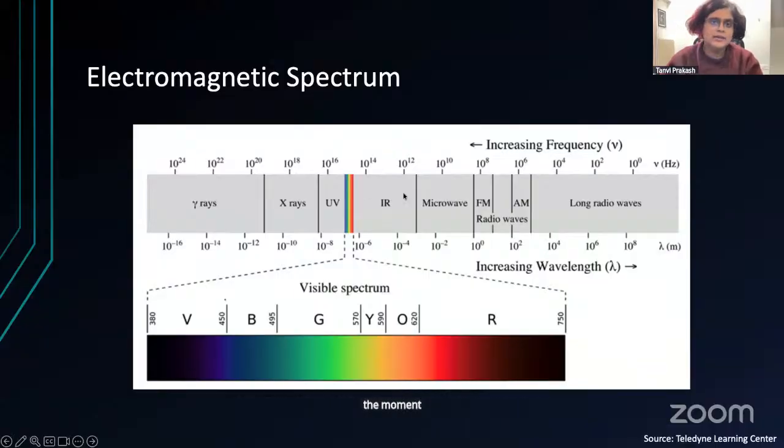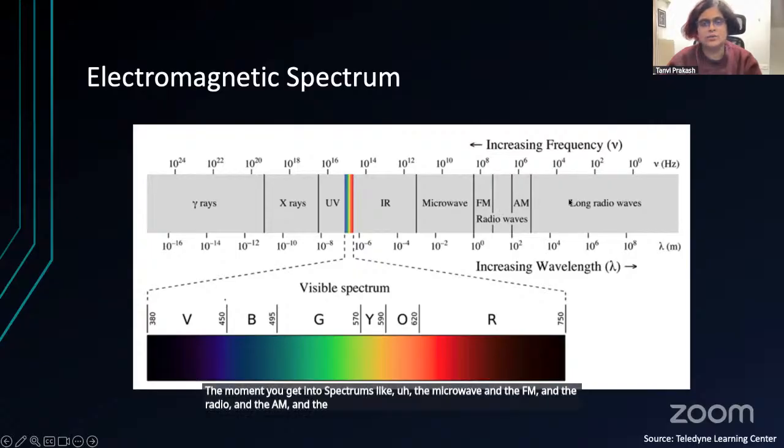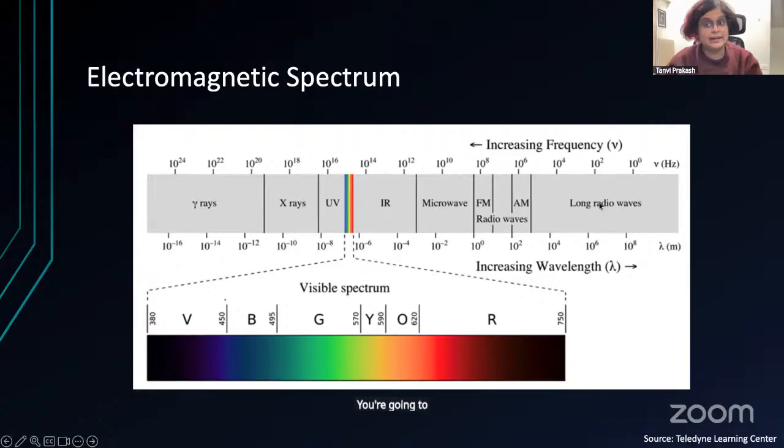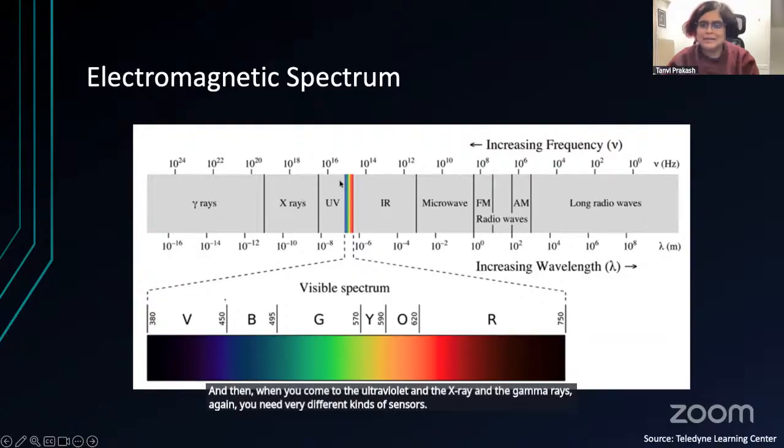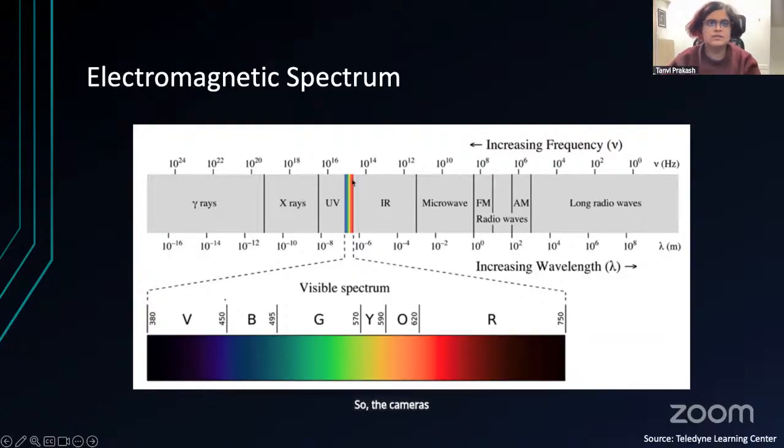The moment you get into spectrums like the microwave and the FM and the radio and the AM and the long range radio waves, you're going to need very different kinds of sensors to be able to sense this. And then when you come to the ultraviolet and the X-ray and the gamma rays, again, you need very different kinds of sensors. So the cameras, which we see most of the time, are trying to harness this part of the spectrum, the electro-optic and the infrared.